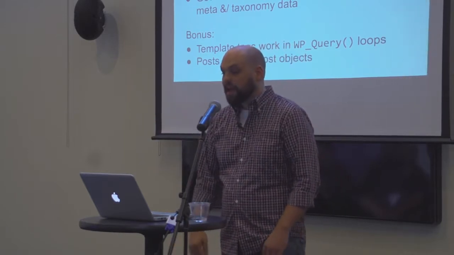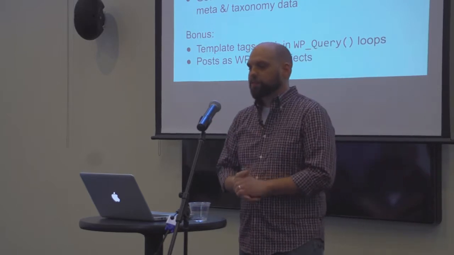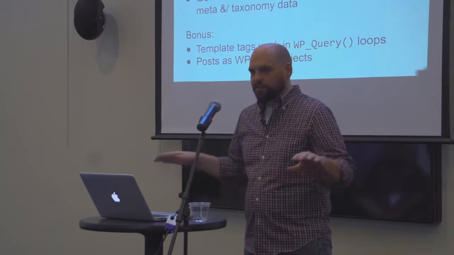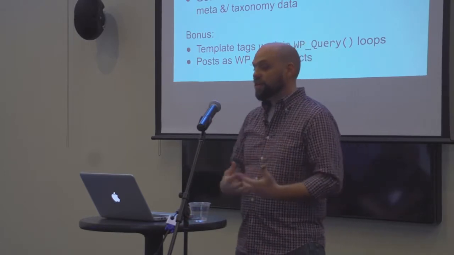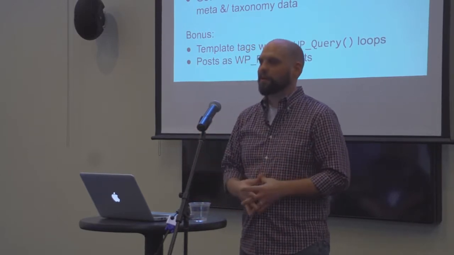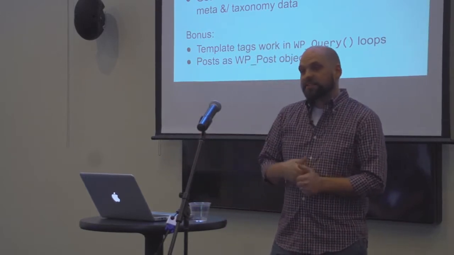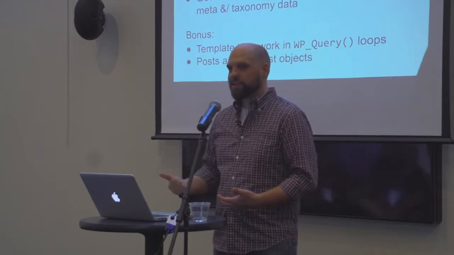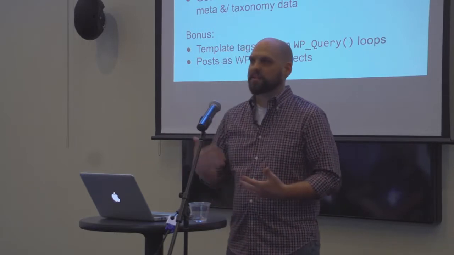We'll see. Bonus, when you're using the WP_Query as a loop, your template tags will work. If anybody's a themer, you know that you live and die by template tags. So the only way to make a custom query and have your template tags work, well, it's not the only way, but a very easy way is to use a WP_Query loop. Additionally, the objects you'll be dealing with within the loop will be WP_Post objects, which are a little better than standard objects with properties. They have some methods that are helpful.